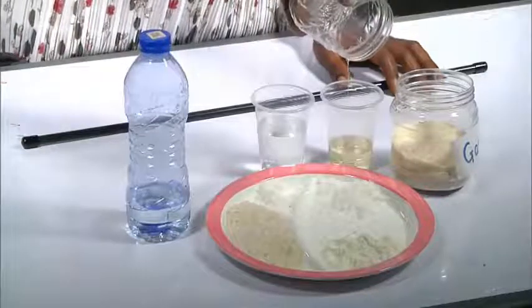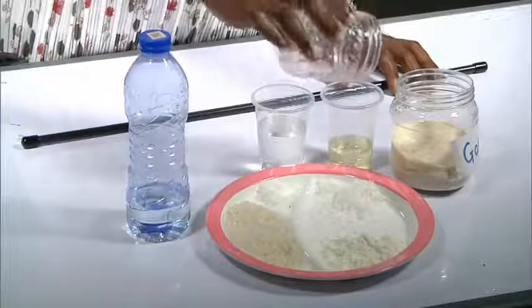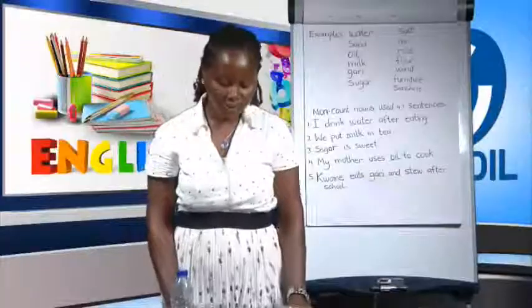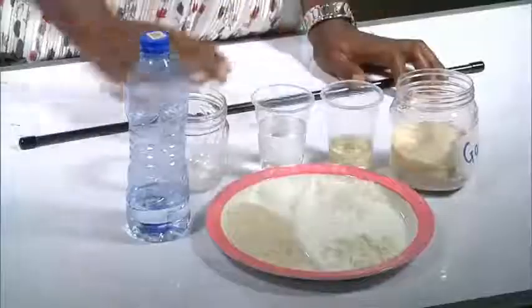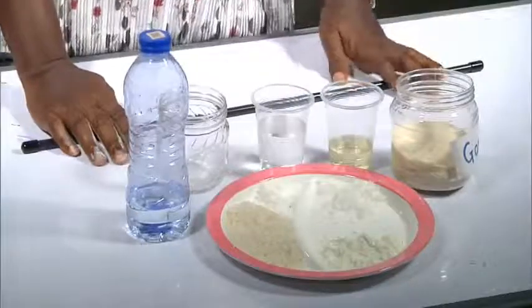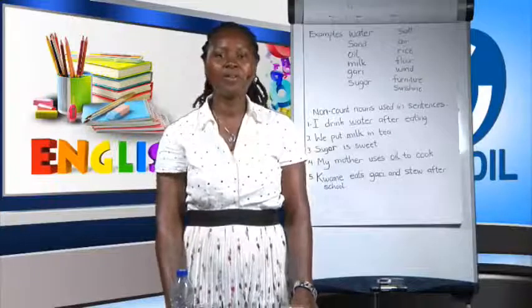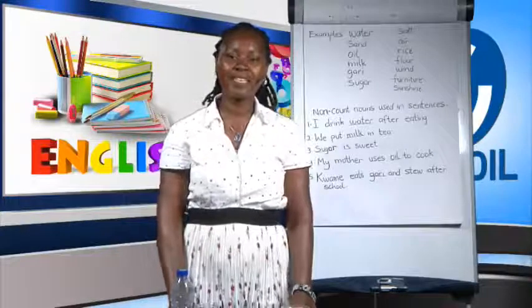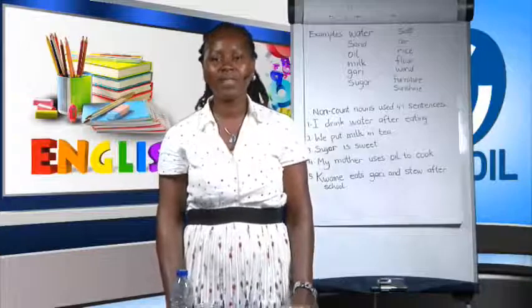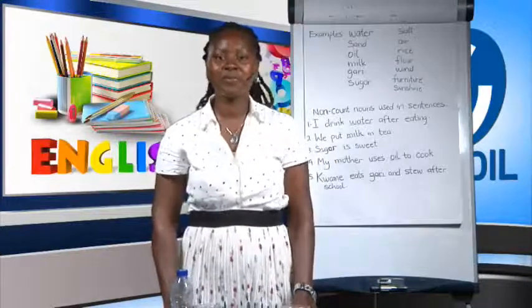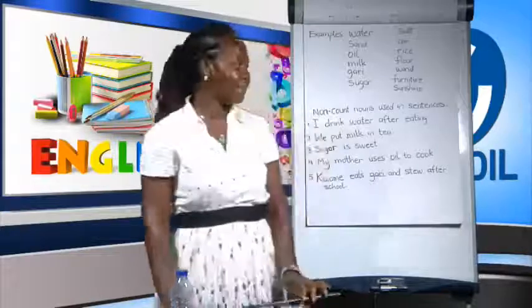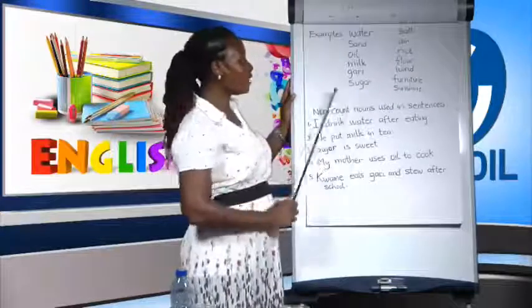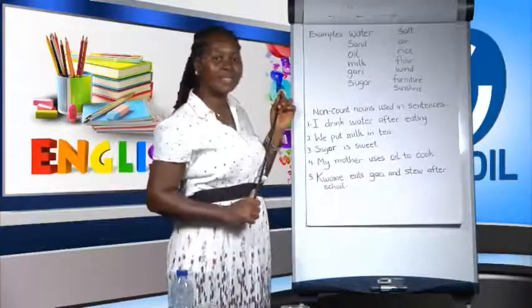We cannot count oil. So we say it is uncountable or non-count. So all these items here are uncountable or non-count nouns. I hope you can identify some non-count nouns around you. All right. Now let's use these non-count nouns in some sentences.